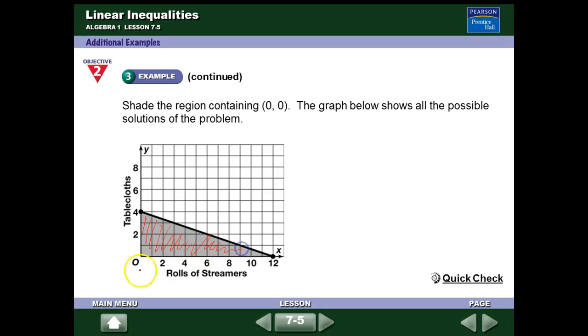And here, if I would have had your normal graph, my 4 quadrants, 1, 2, 3, 4, you would also be including this info here. And what this was saying earlier was that we are only graphing quadrant 1 because it's not possible in these real world situations to have negative rolls of streamers or tablecloths. So understanding only this region here that's shaded in dark gray are solutions to this problem.